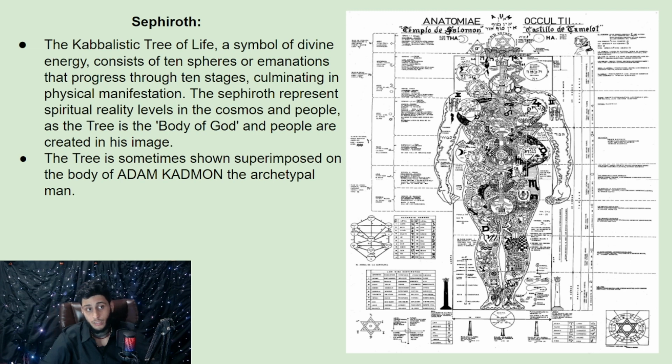Let's get into the Sephiroth. The Kabbalistic Tree of Life, a symbol of divine energy, consists of 10 spheres, or emanations, that progress through 10 stages, culminating in physical manifestation. The Sephiroth represent spiritual reality levels in the cosmos and in people, as the tree is the body of God and people are created in his image. The tree is sometimes shown superimposed on the body of Adam Kadmon, the archetypal man.